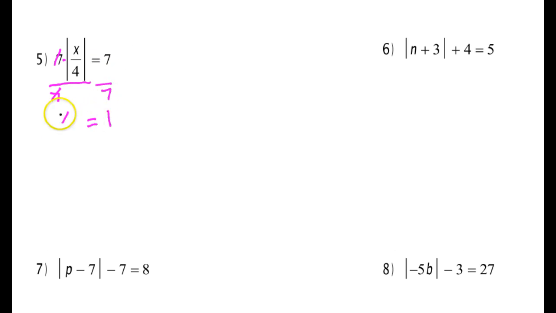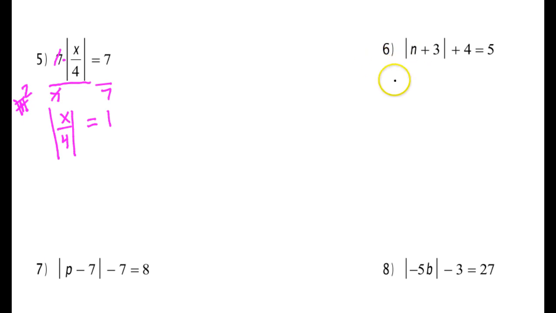And now this is just like number 2. What divided by 4 is 1? 4. And then you know the other answer will be negative 4. So just show the work. Look back at number 2 if you need some help on that. There's no tricks on these. As long as you get the general pattern, it'll be okay.